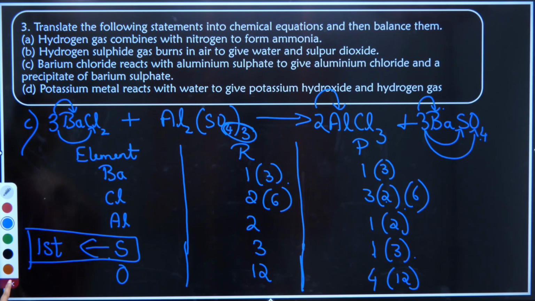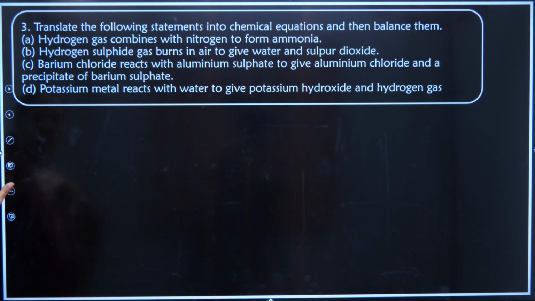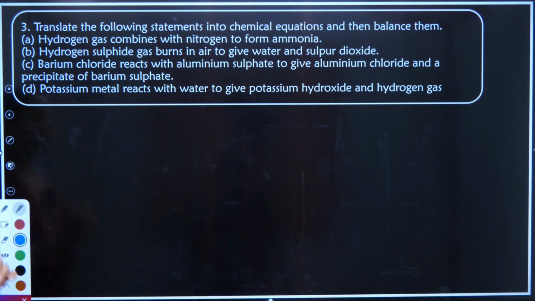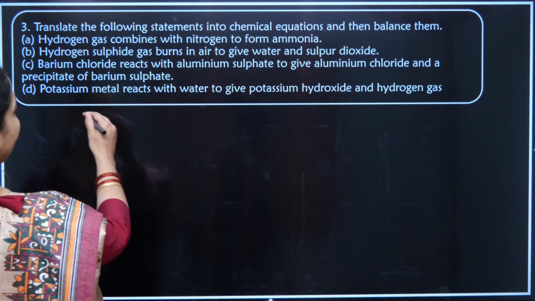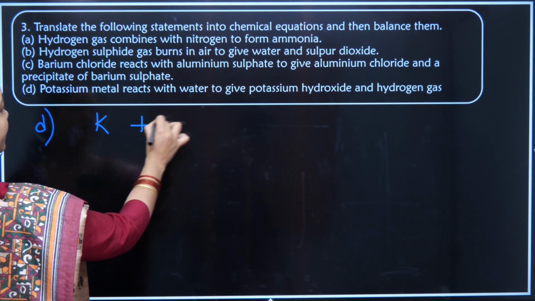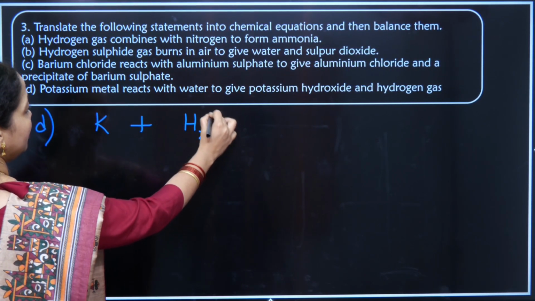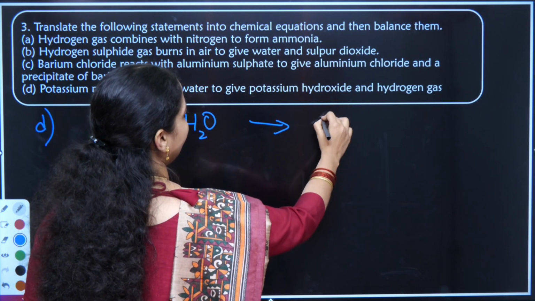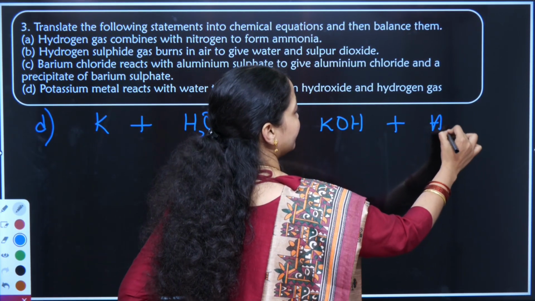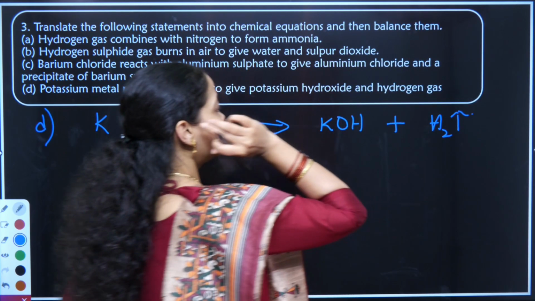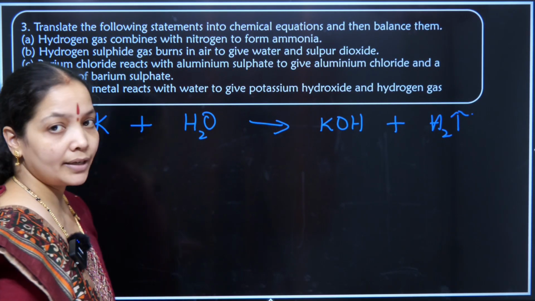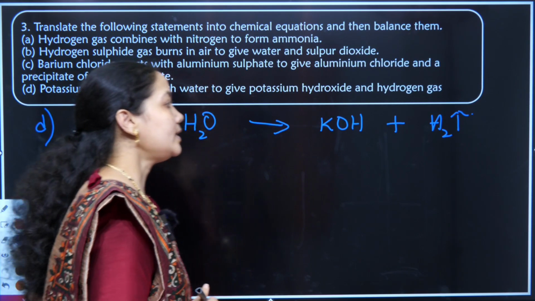Moving to the fourth question. The fourth question here is asking us to balance a chemical reaction in which potassium, symbolic representation K, is reacting with water H2O, giving me potassium hydroxide KOH and releasing hydrogen gas. This is the gas evolved. So potassium is reacting with water to give potassium hydroxide, and hydrogen gas is evolved.